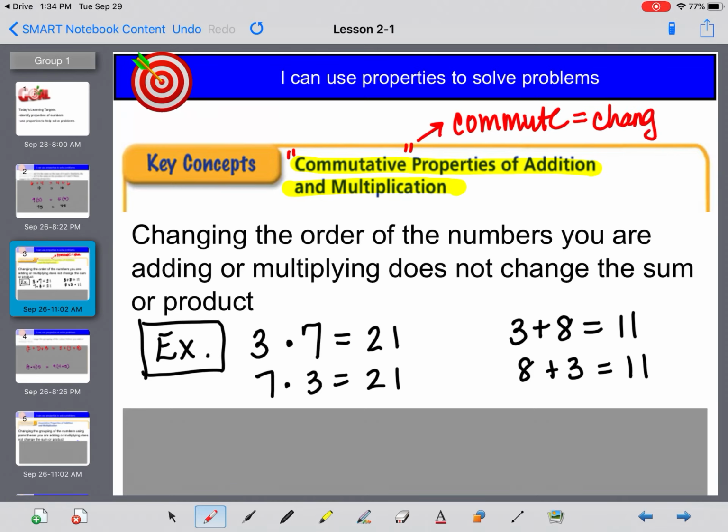And really, that is what the commutative property is. You're changing the position of the numbers. If that helps you, please write that down. The commutative property is to change the position of the numbers. But again, it only works for adding and multiplying.